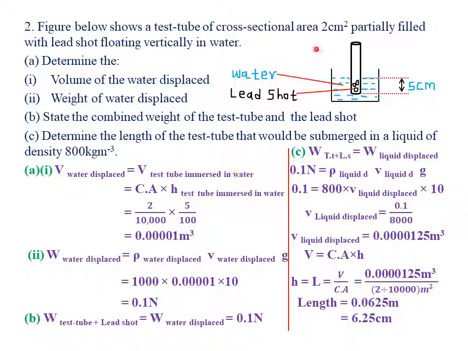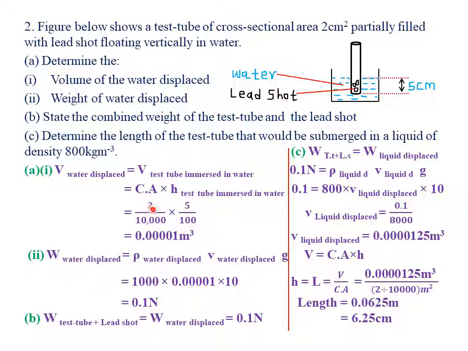Therefore, the volume of the water displaced is equal to the volume of the test tube that is already immersed in water. Then because we are given the cross-sectional area of that particular test tube, and we are also given the height of the test tube that is already submerged in water, and we know that volume can be given by cross-sectional area multiplied by the height. So the volume will be the cross-sectional area of the test tube multiplied by the height of the test tube that is already immersed in water. Therefore, the cross-sectional area we are given as 2 square centimeters, so we convert into square meters. We know that 10,000 square centimeters is equal to 1 square meter. What about 2 square centimeters?